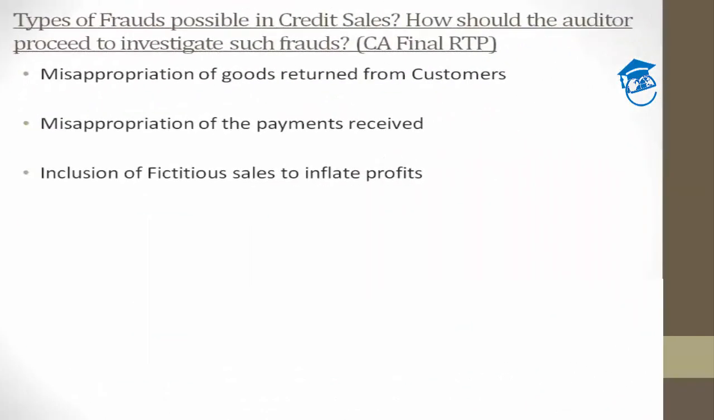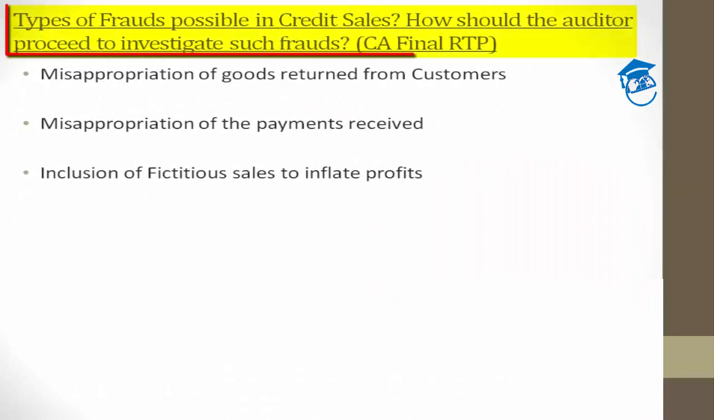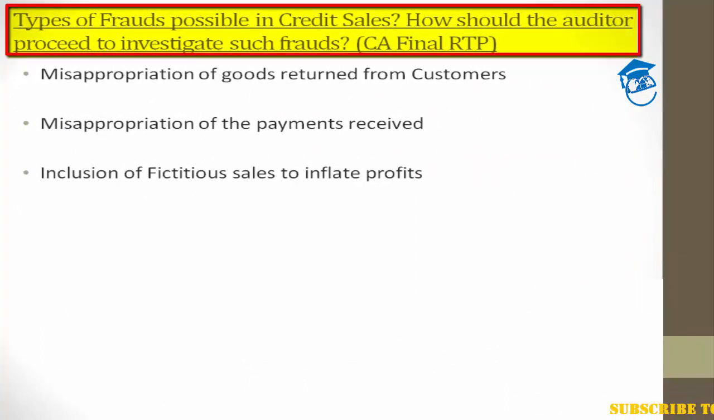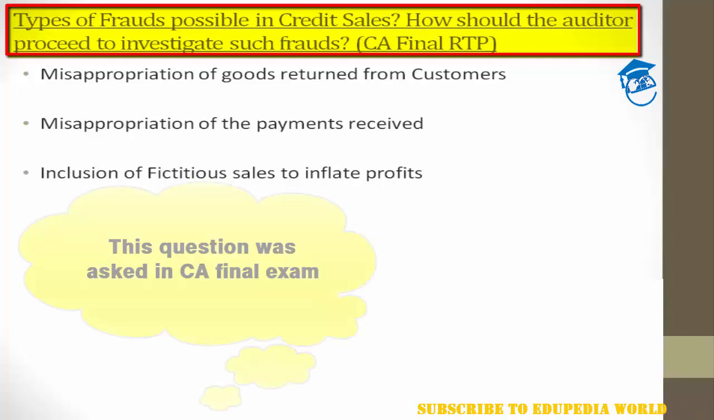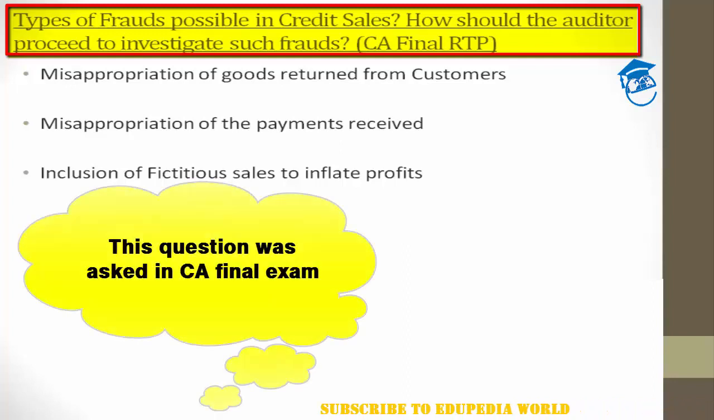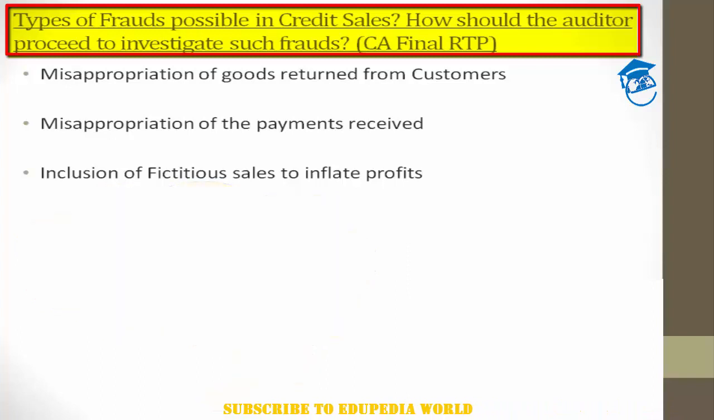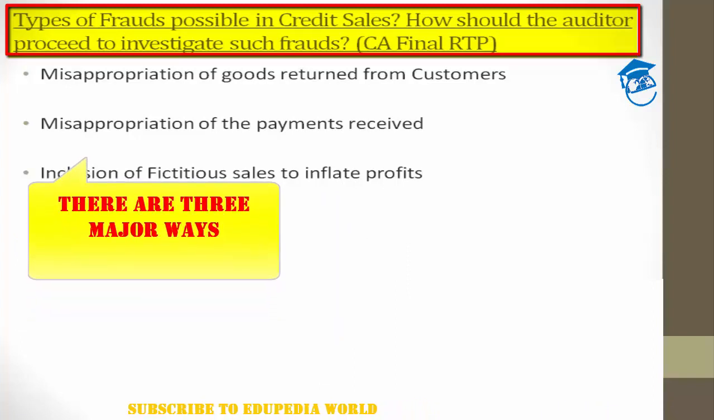Perfect guys, let's move towards the next topic, and that will be types of frauds which are possible in credit sales, and how should the auditor proceed to investigate such frauds. This question was asked in C.A Final revisionary test paper for one of the C.A Final attempts. There are three major ways.